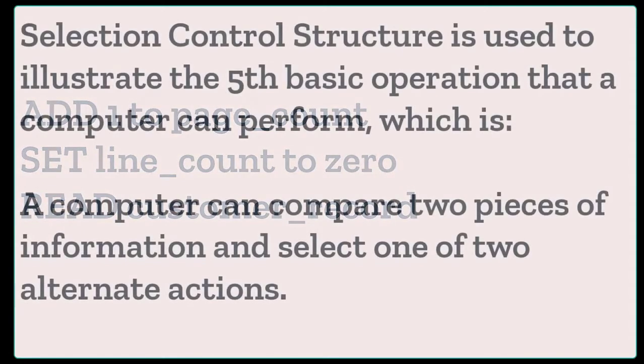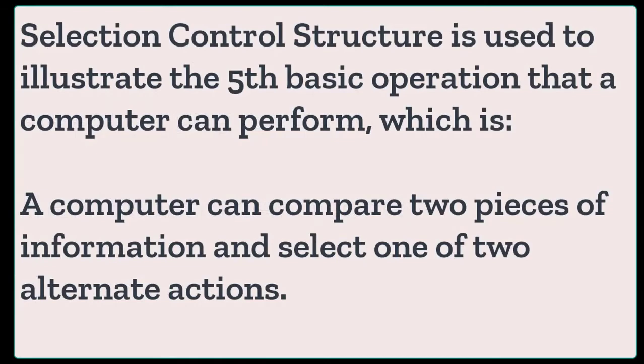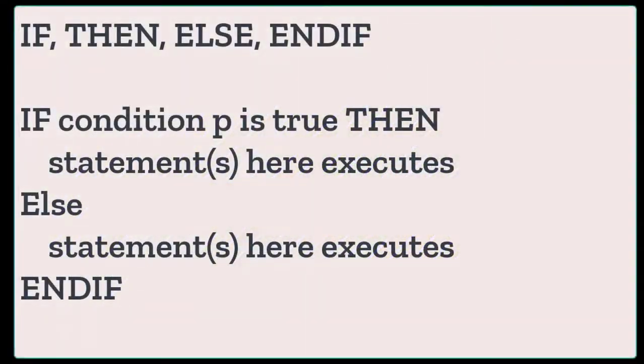The selection control structure represents the decision-making ability of the computer and is used to illustrate the fifth basic computer operation, namely to compare two pieces of information and select one of two alternate actions. In pseudocode, selection is represented by the keywords IF, THEN, ELSE, and ENDIF.